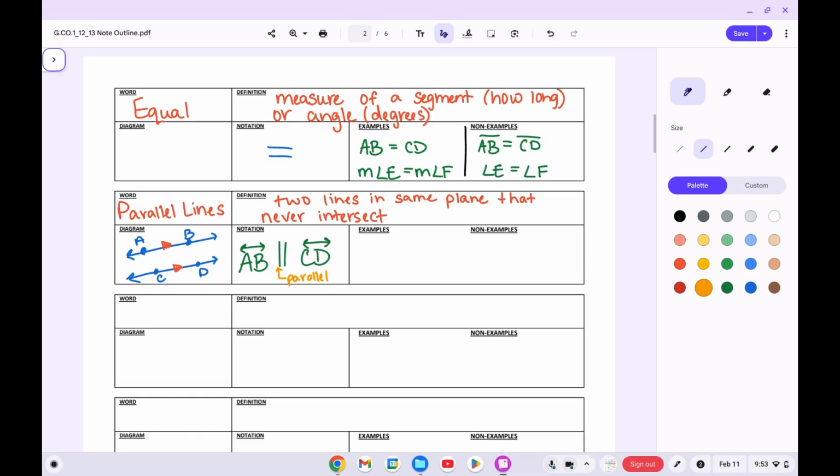So the last vocab word that we added the other day was parallel lines. So now we need to add on the next one. The next vocab word that you need to add on to your sheet here is going to be perpendicular lines. So right underneath parallel lines, we're going to add on the word perpendicular lines.